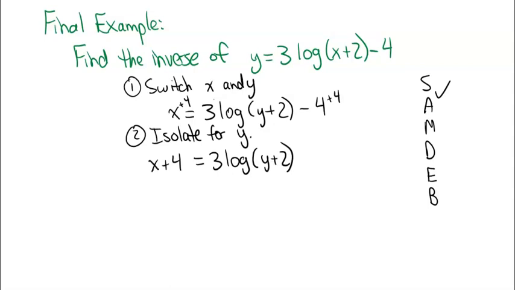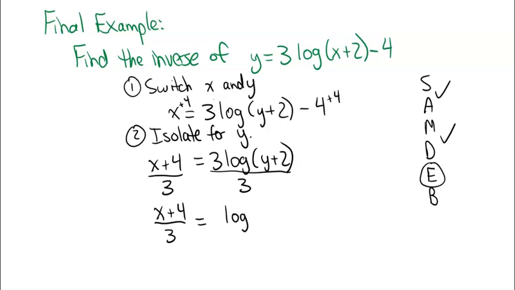Now remember, log is like an exponent thing, so we're going to treat it like it's an exponent. We're going to first divide by 3, doing the multiplication or dividing step. So we divide both sides by 3, and this gives me (x plus 4) over 3 equals log (y plus 2). Now the y plus 2 is in brackets, so we're going to do that last. But let's now work on the exponents.